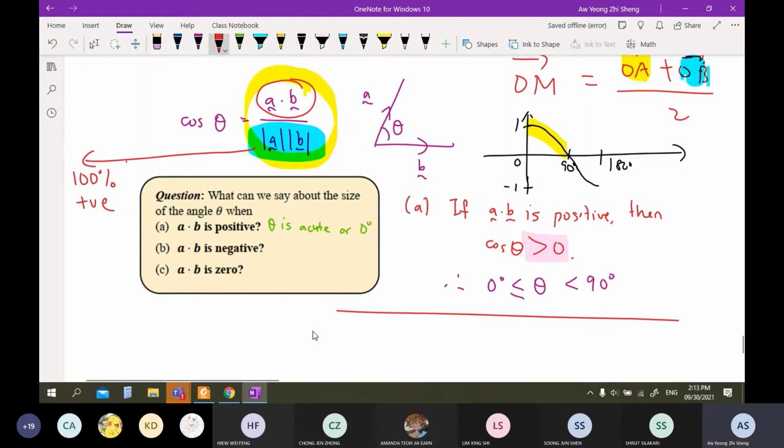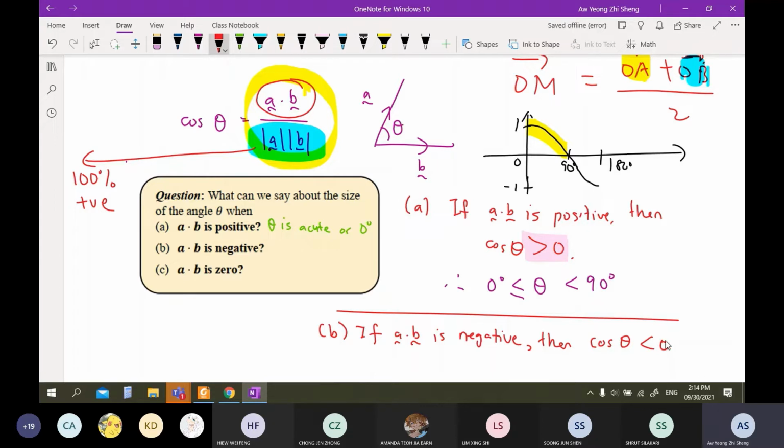Okay, then if A dot B is negative, negative means strictly less than 0, then cos of theta will become negative. Because you have a negative numerator divided by a positive denominator, a negative number divided by a positive number, the whole fraction will become negative. So cos theta will become negative.